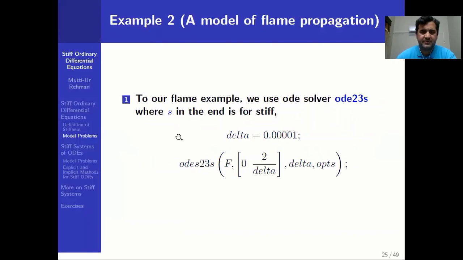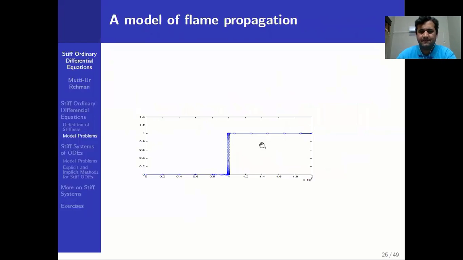Now to our flame example, if I use the stiff ODE solver, let's say ODE 23S, S is for stiff, and I choose this delta, then what will happen? Can you guess what will happen if you use the stiff solver? Then of course, the things will be entirely changed. Boom, over here, you can see that you don't have the stiffness anymore. So kind of, you want to get rid of the stiffness.